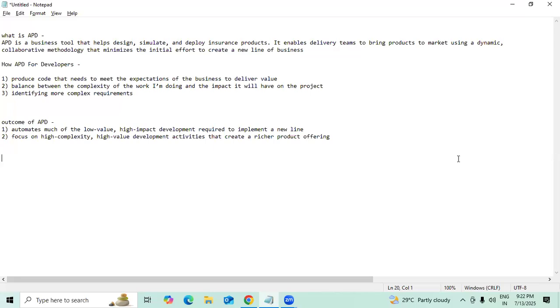So, Advanced Product Designer is a collaboration of methodology and dynamic nature, so that using this collaborative methodology and dynamic nature, we can initiate any kind of new lines of business with minimum effort. That's where we see the advantages in Advanced Product Designer.